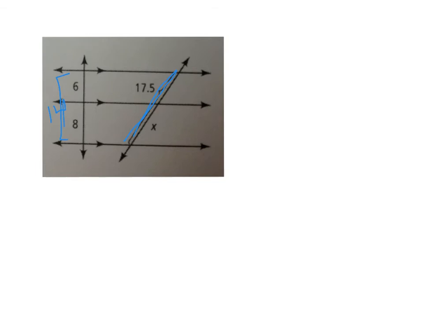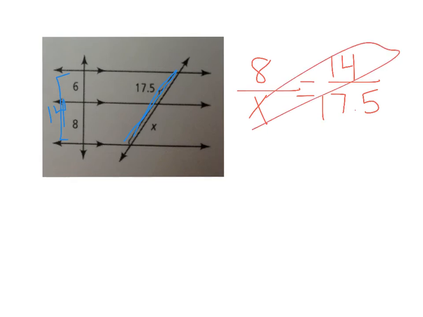The easiest way to set up this proportion is to just compare like pieces. So the 8 on the left-hand side compares with the x on the right-hand side. The whole length of 14 on the left compares with the whole length of 17.5 on the right. Again, in order to solve these, we're going to cross multiply. We get 14x is equal to 140. And when we finish solving, x equals 14.